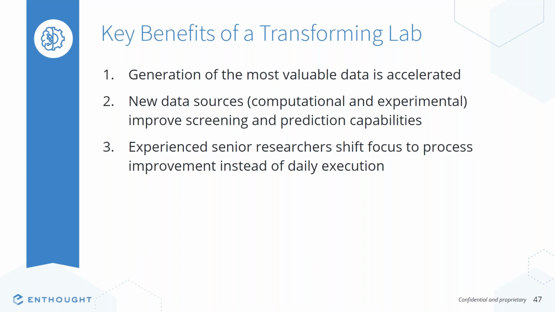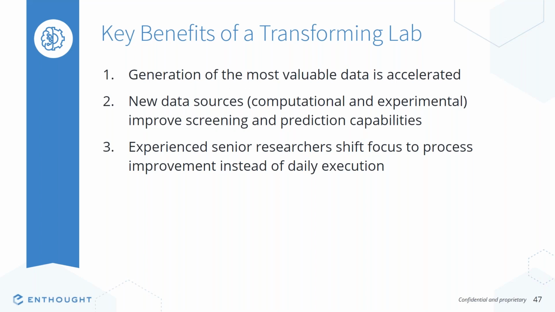Let's get that figured out. Let's accelerate that part of the process. And so you almost don't have to think about that. It's happening. Then this allows you to start exploring new data sources. Where can I bring in new types of computational calculations, new types of experiments that will improve our screening abilities and generate new, more informative data sets that improve our prediction capabilities? And finally, with a transforming lab, experienced senior researchers can shift their focus to the bigger picture, looking at process improvement instead of the execution of daily tasks in the lab.